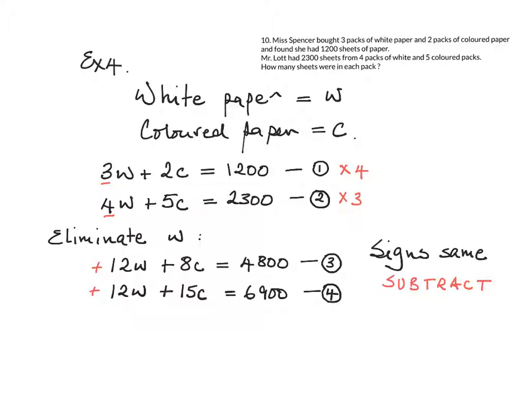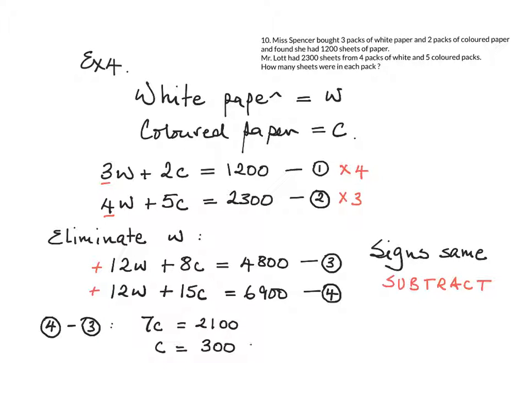Why don't we have equation 4 minus equation 3. 12W minus 12W is 0. 15C, take away 8C. 15 take away 8 is 7C. 6900, take away 4800 is 2100. So C, if I divide by 7, I get C equals 300.